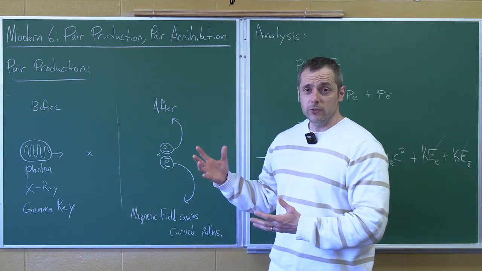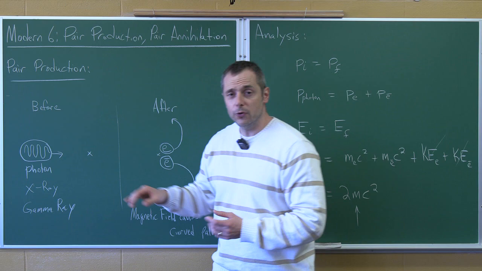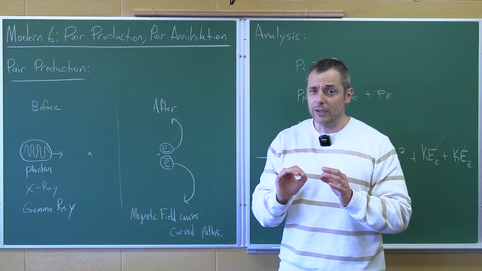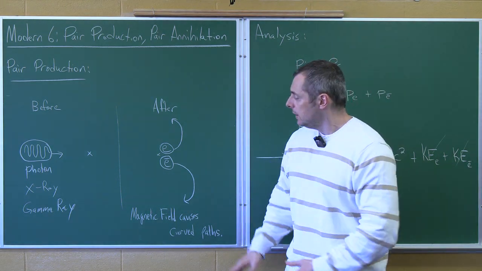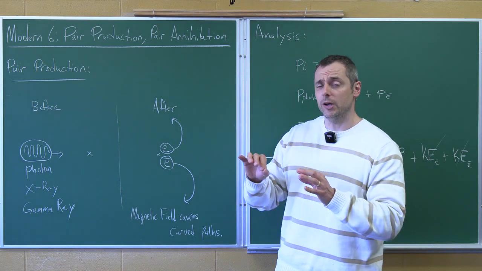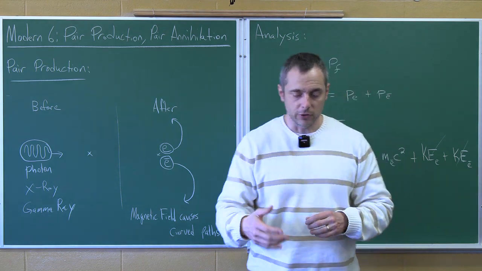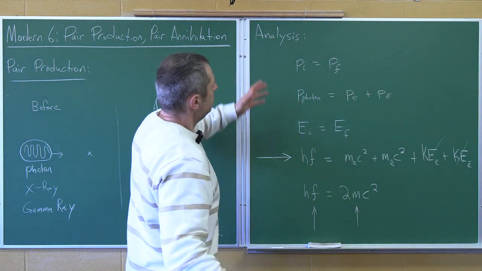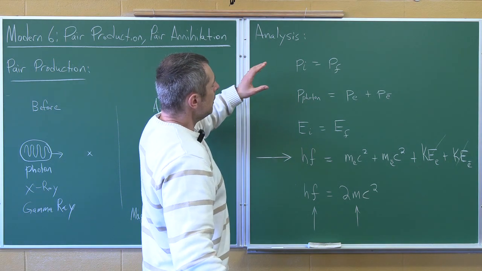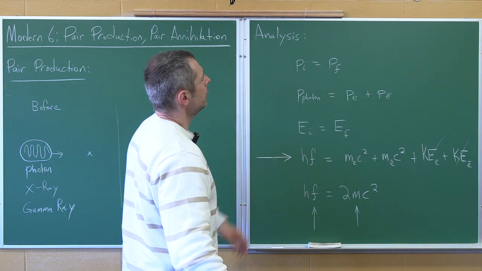If we wanted to do this in an experiment, we can't just use any old photon. It's got to be the exact right photon for this to happen. So how do we figure out what photon we need in order to produce an electron and a positron? Here's the analysis. Both momentum and energy have to be conserved.